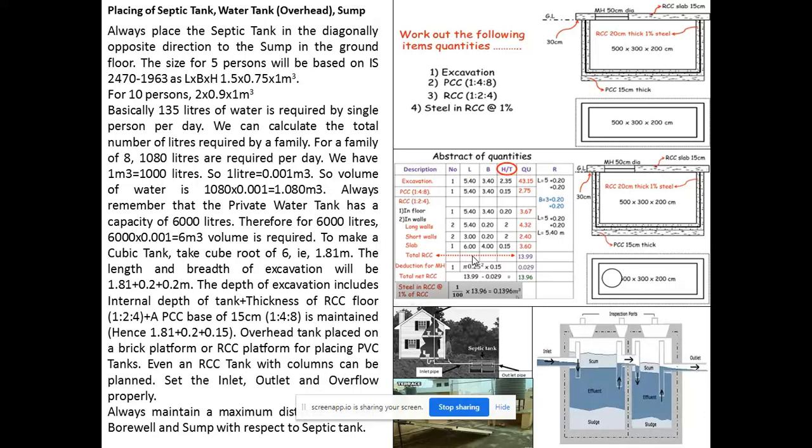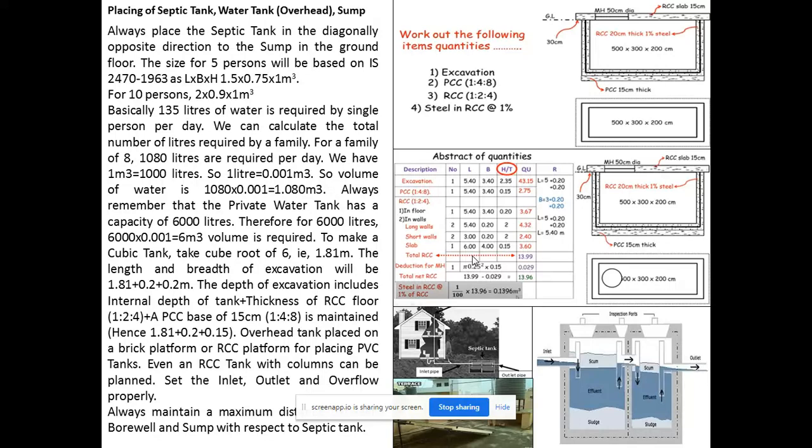And here comes another important process, which is the placing of septic tank and water tank or overhead tank, followed by sump. And I would suggest always place the septic tank in the diagonally opposite direction to the sump in the ground floor. The size for 5 persons will be based on IS 2470 1963 as L into D into H is 1.5 into 0.75 into 1 into Q, for 10 persons, 2 into 0.9 into 1 into Q.